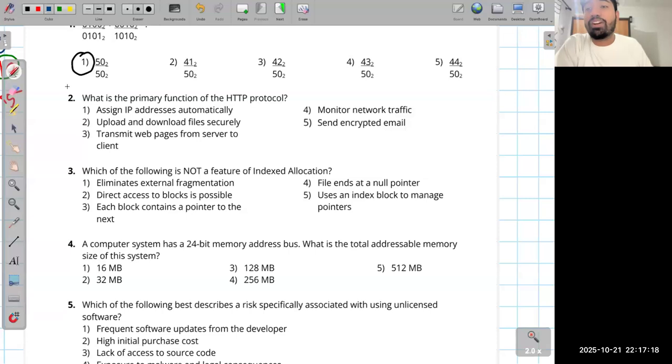Okay, what is the primary function of HTTP protocol? Hypertext transfer protocol. This is used in web servers. Assigning IP address, this is DHCP. Upload and download files securely, that is FTP. Transmit web services. Monitor, this is ICMP. Send encrypted emails, SMTP.